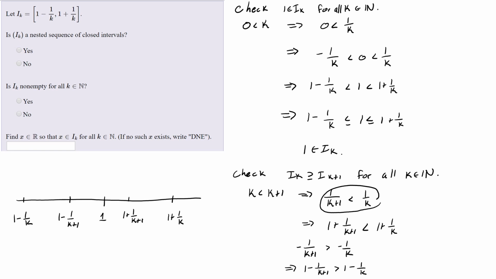And so graphically, it helps us see that we have this interval here, I sub k, and we have this smaller interval here nested inside, I sub k plus 1. And then in both of them is 1. And so this works for any natural number k. And so we've really shown, yes, this is a nested sequence of closed intervals. It's non-empty for all k and n. In particular, it contains the number 1. And then that answers that last part.